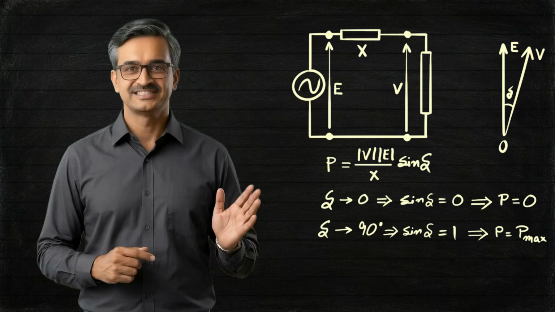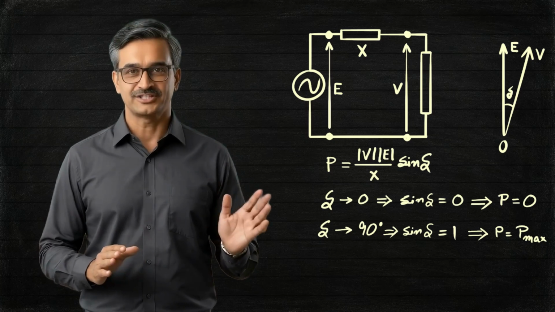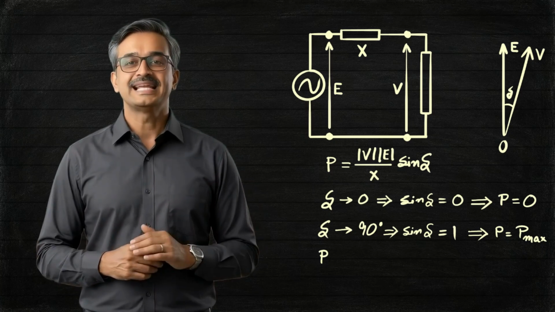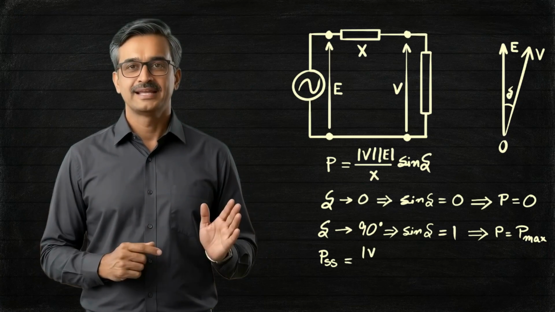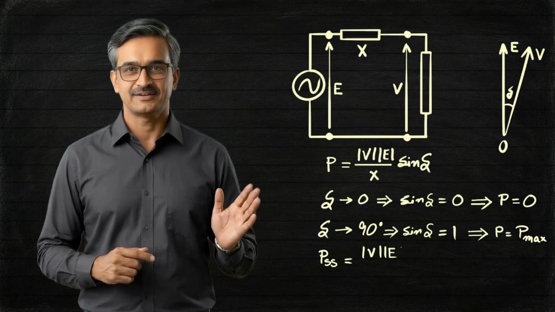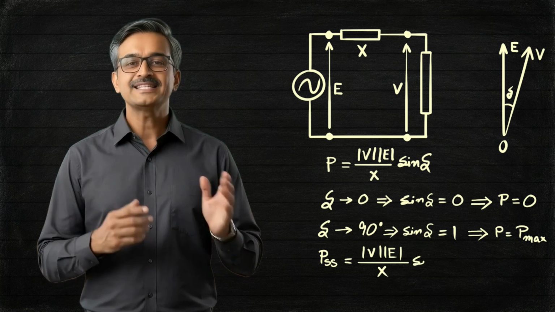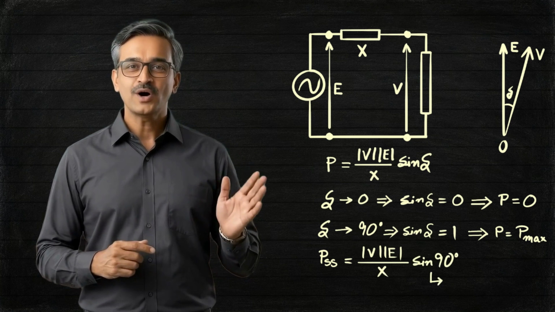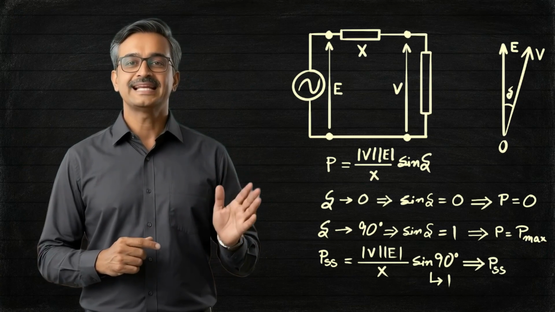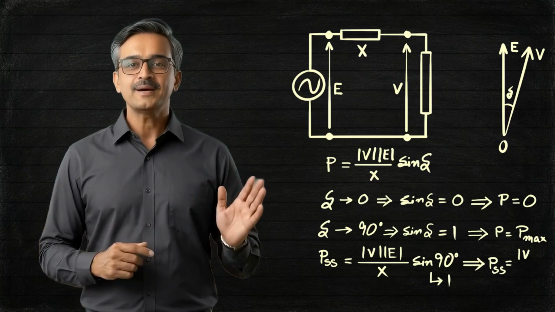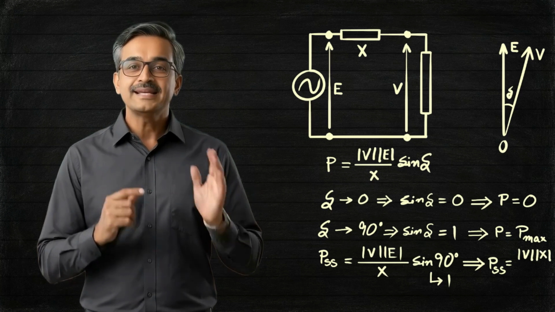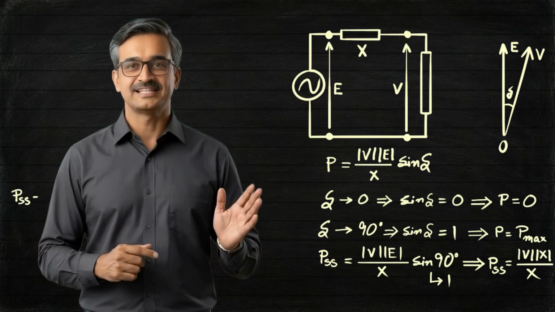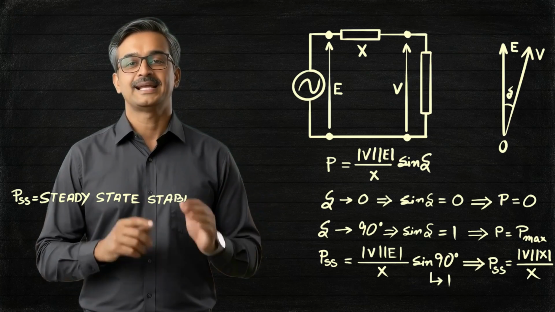Substituting delta equals 90 degrees into the power equation, we obtain P_SS equals the magnitude of V multiplied by the magnitude of E divided by X multiplied by sine 90 degrees. Since sine 90 degrees is equal to 1, the equation becomes P_SS equals the magnitude of V multiplied by the magnitude of E divided by X. This is known as the steady-state stability limit.